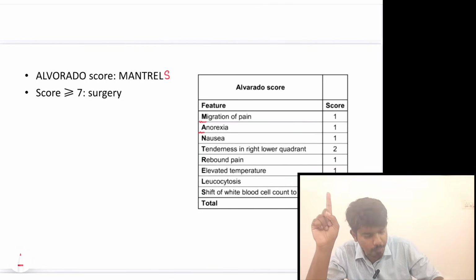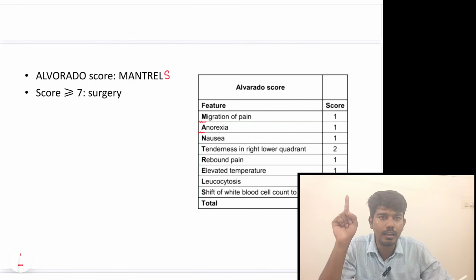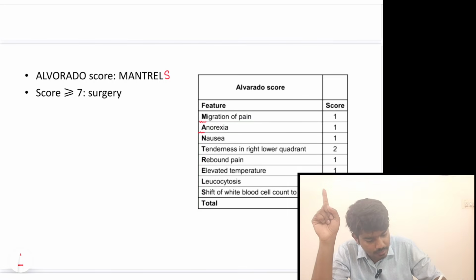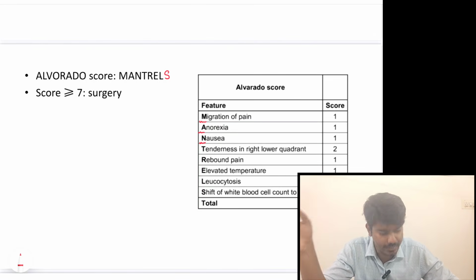Then the next point is anorexia. You have seen anorexia is an important symptom of acute appendicitis, பசியின்மை. Okay, that is anorexia. Next is nausea and vomiting. Okay, it is a part of the Murphy's triad.